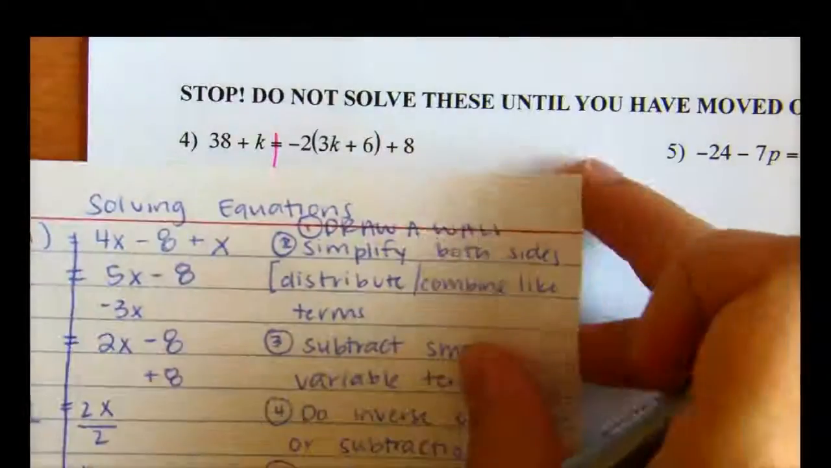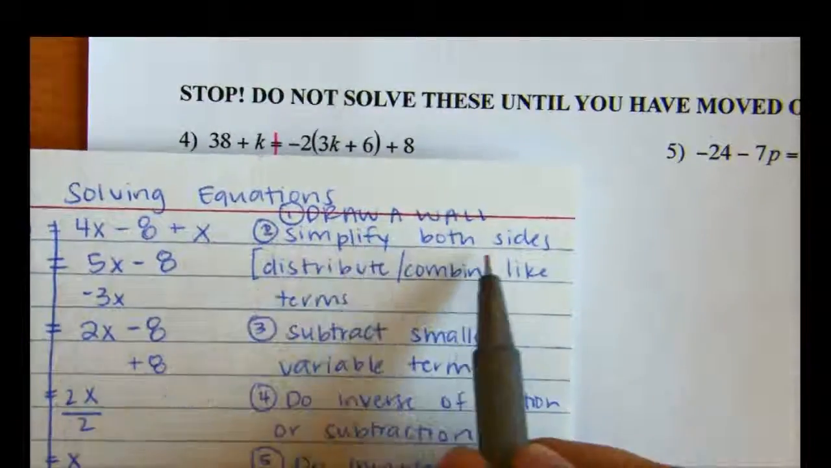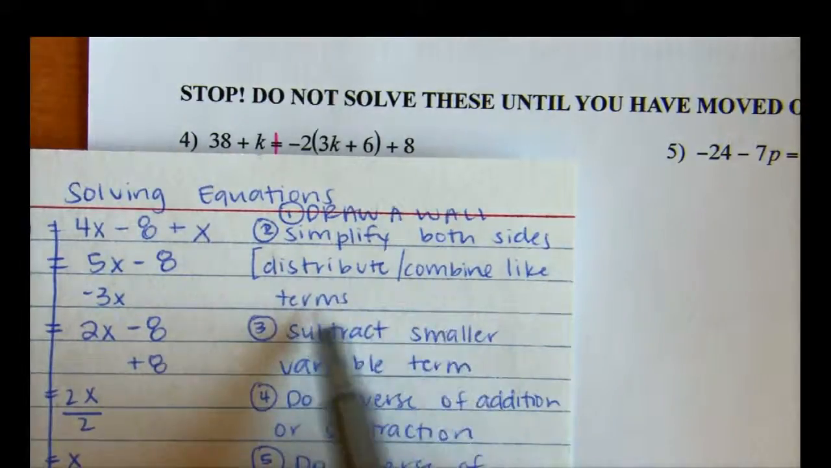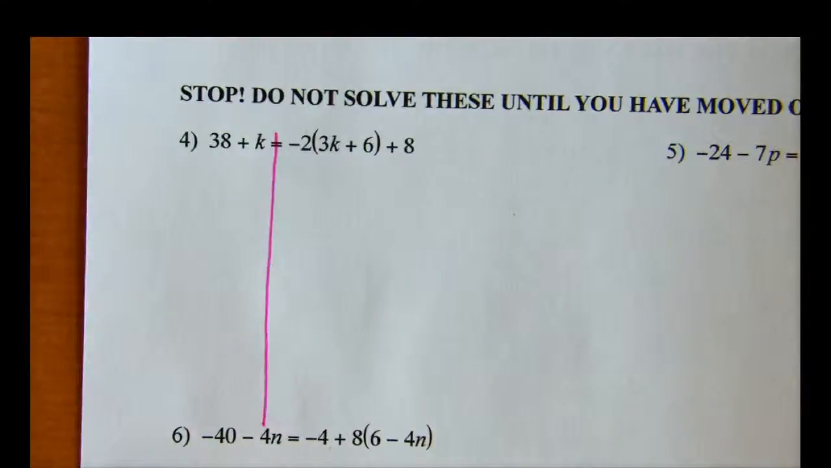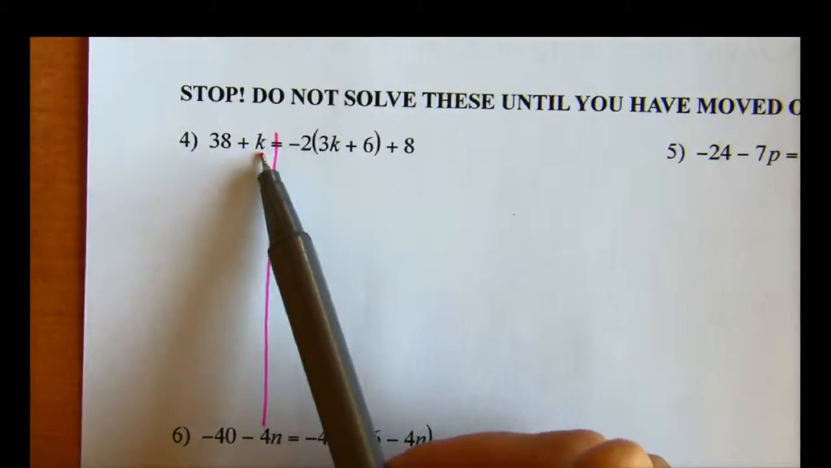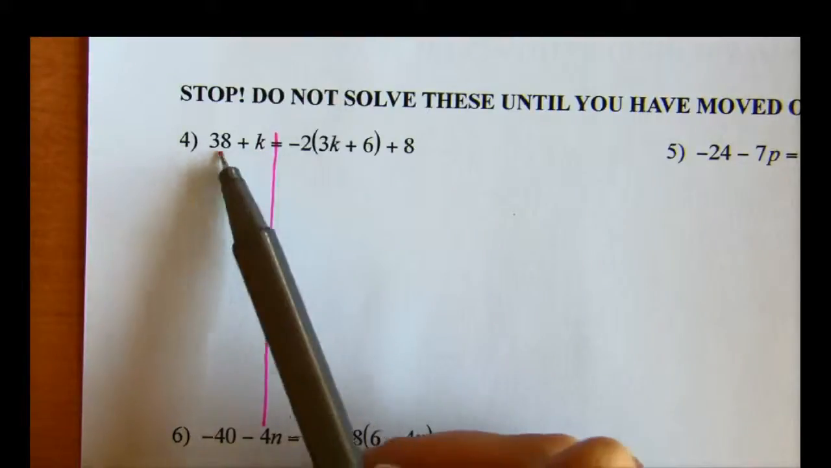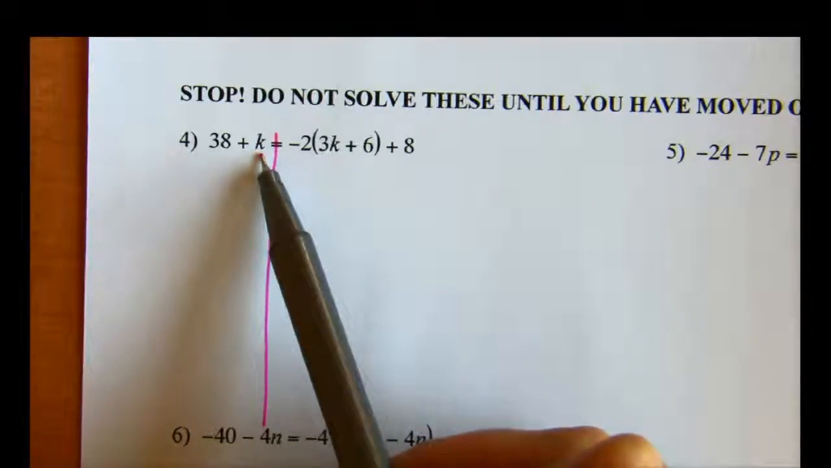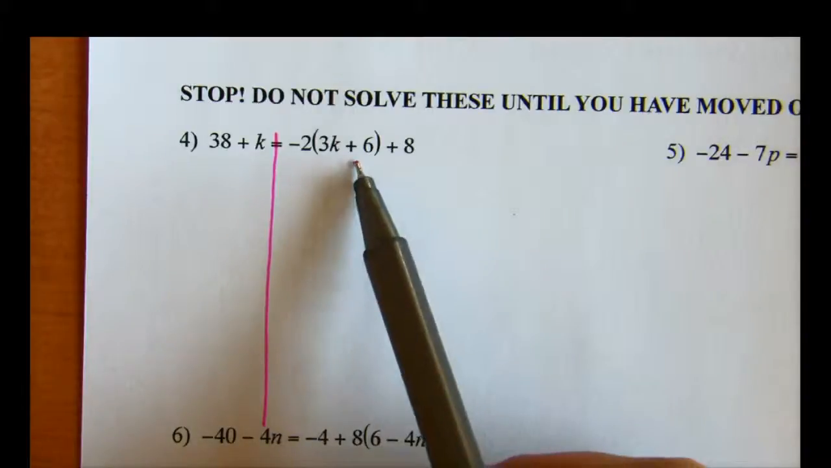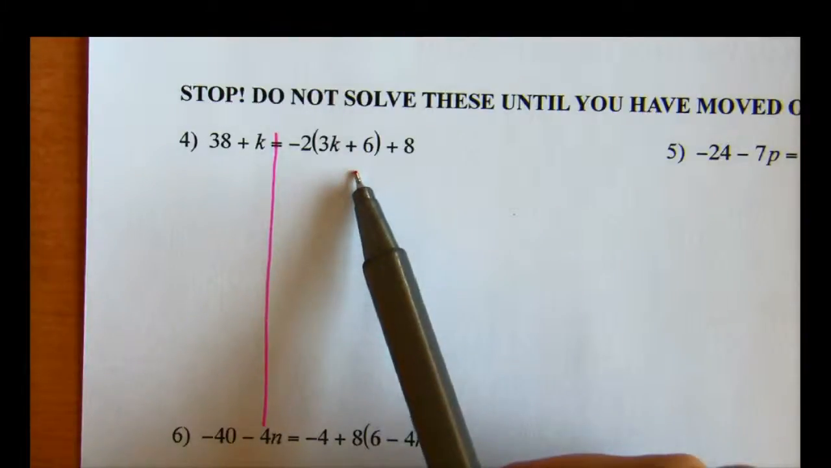My next step is to simplify both sides. So I need to distribute or combine like terms if I can. If I look at the left-hand side, can I distribute or combine like terms? No, 38 and k are not like terms. There's also no parentheses, so I don't need to distribute anything. What about over here? Can we distribute or combine like terms?